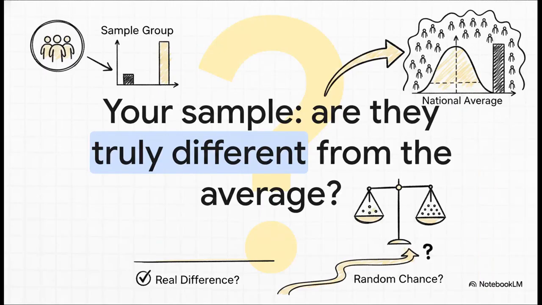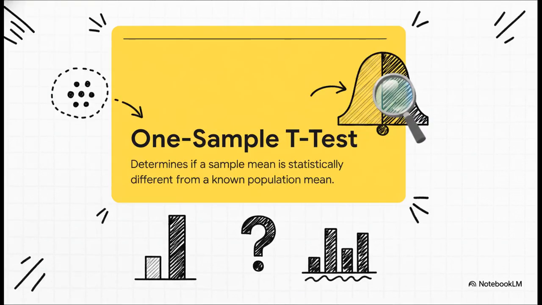Okay, so picture this. You've just wrapped up a study, you've got your data from a small group of people, you calculate their average, and it looks a little different from the national average. So what's the deal? Is that difference you're seeing a real thing, something meaningful, or is it just random luck? How can you possibly know for sure? Well, that's exactly where our tool for today comes into play.